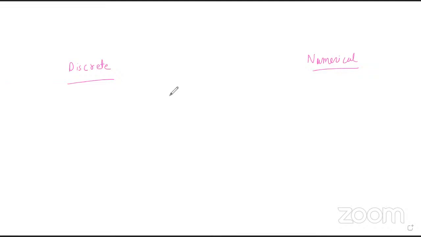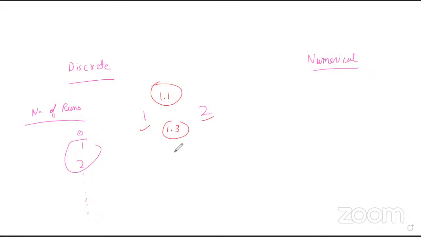See, if I talk about, let's say, the number of runs scored by a batsman, it can be either 0, 1, 2, and so on. It can go up to infinity, right? So in general, suppose I'm taking 1 and 2, it will either take the value 1 or 2. It cannot take any in-between value like 1.1, 1.3, right? It will take either 1 or 2. That is discrete.